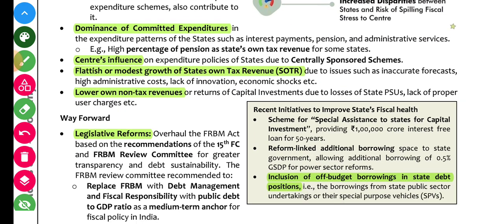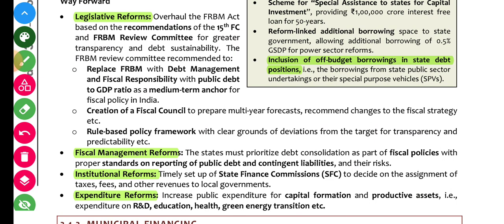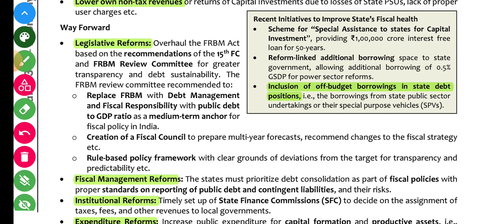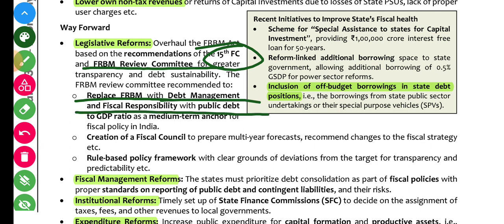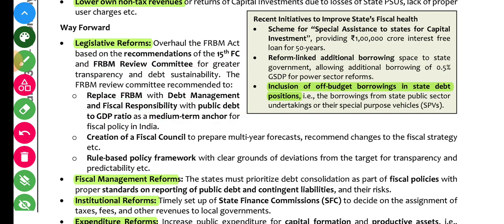You can remember this. Okay, so what is the way forward to tackle the fiscal deficit? So first is the FRBM Review Committee. According to the 15th Finance Commission, replace FRBM with debt management and fiscal responsibility, with public debt to GDP ratio as the medium-term anchor for fiscal policy in India. So you can remember that the 15th Finance Commission review committee recommended this scheme.